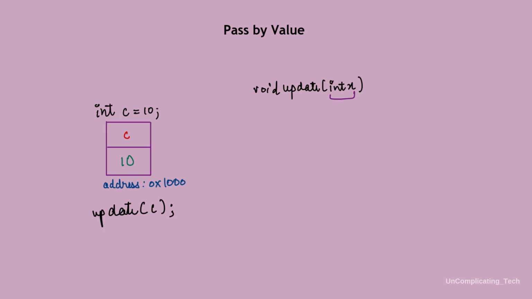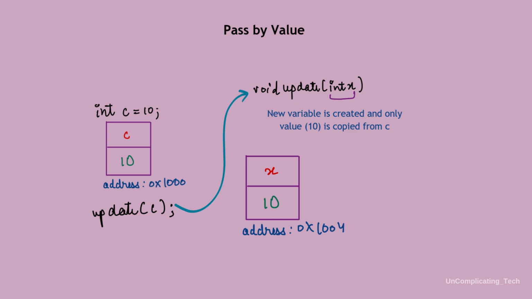When you pass a variable by value, the function receives a completely new copy of that variable. Any changes made inside the function will not affect the original variable because we are not working with the original one.